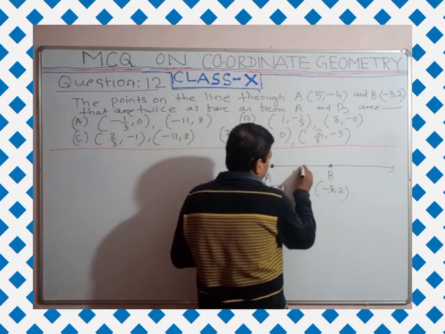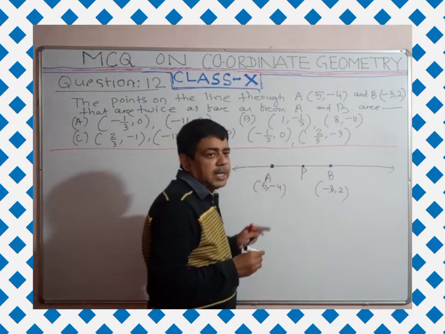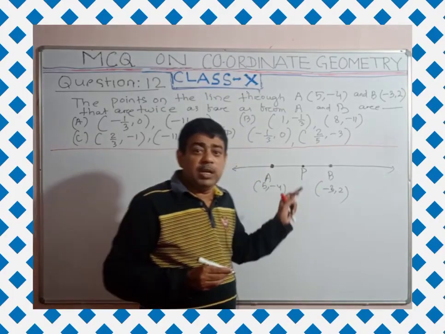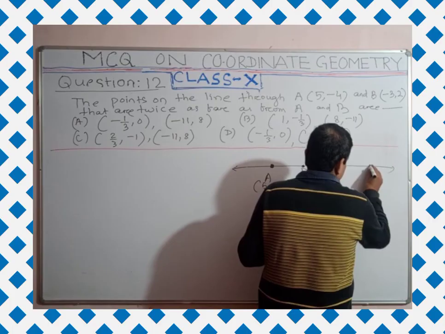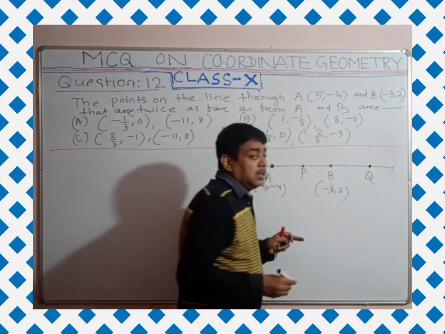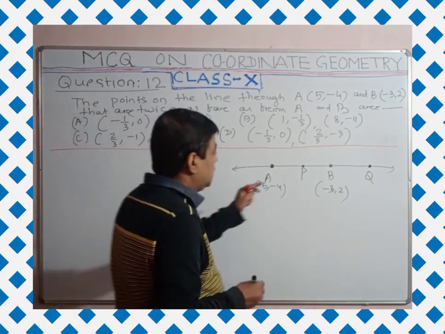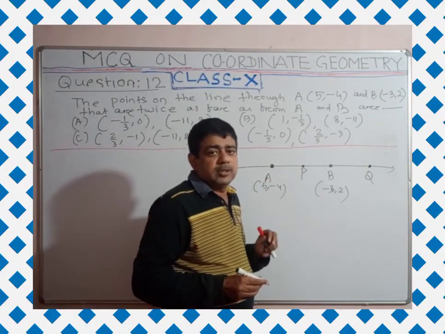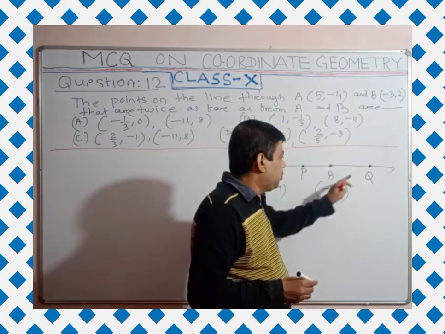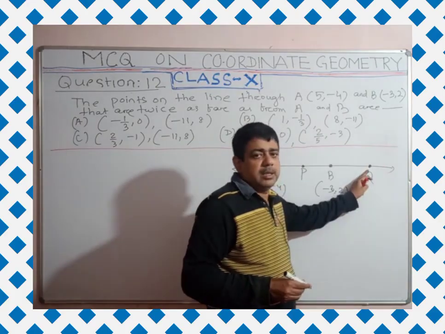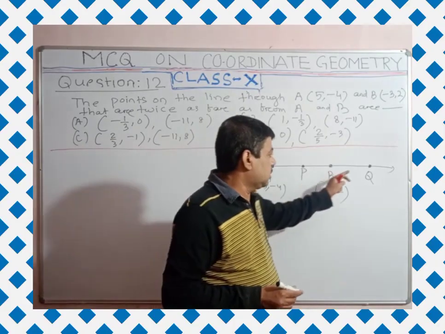Suppose P is a point. Here the point P lies in between A and B. The point may be an interior point or the point may be an exterior point. So here you are using the internal section and external section formula. Understand? Here P is an interior point of AB. So you have to use what? The internal section formula. Here the point Q lies on the exterior part of the line segment AB. So here you use the external section formula.